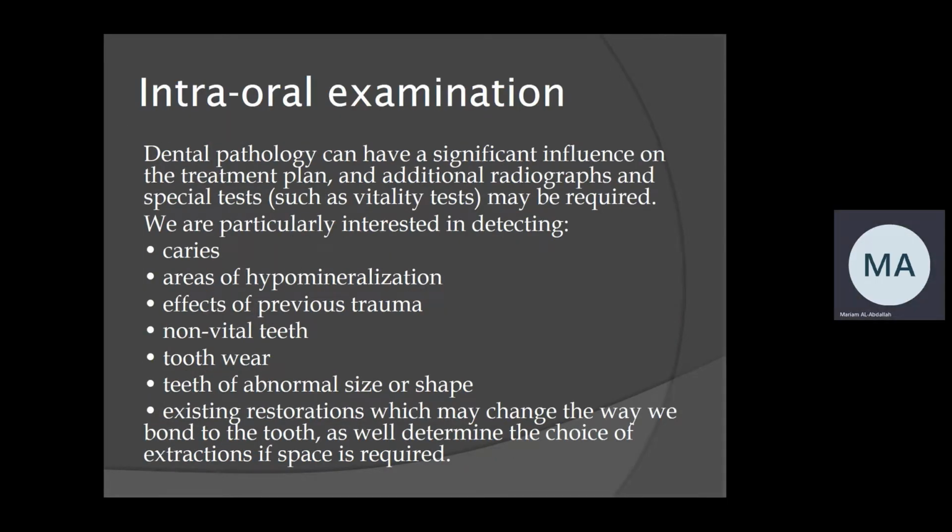Any problem detected related to the periodontium or the tooth is not only important to be settled before orthodontic treatment, but it's important to be properly documented, as this might affect our treatment plan, especially the decision related to extraction. So carious teeth, areas of hypomineralization, a tooth with previous trauma, a non-vital tooth with or without root canal treatment, tooth wear due to trauma, abnormality in size or shape, and old restorations with or without any problems should be recorded, as this will affect our treatment decision if extraction is required.